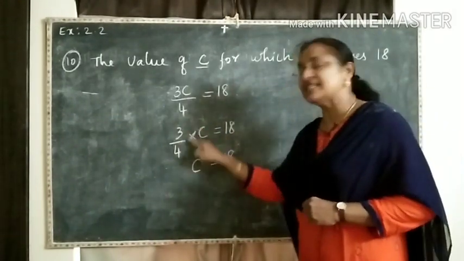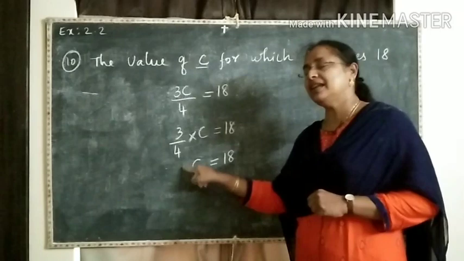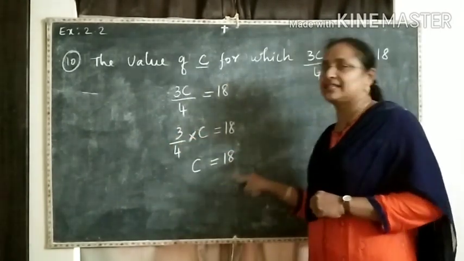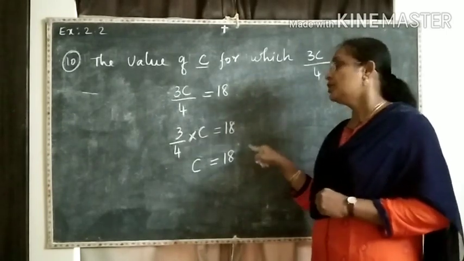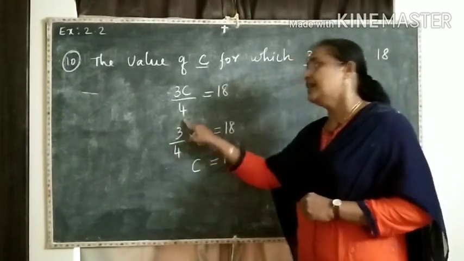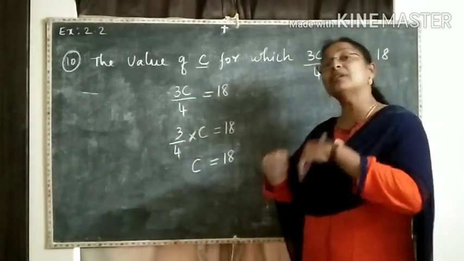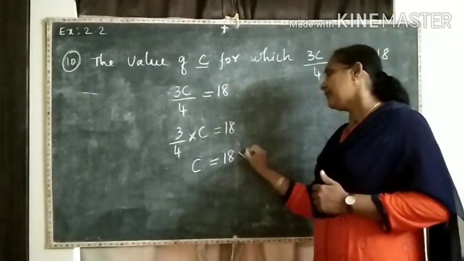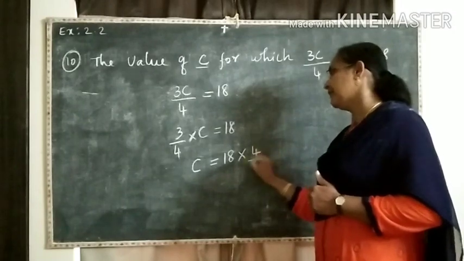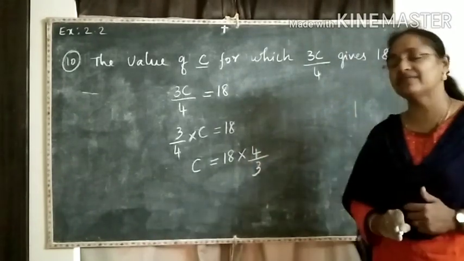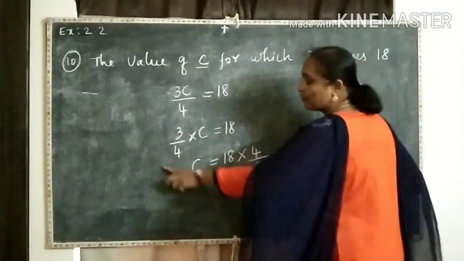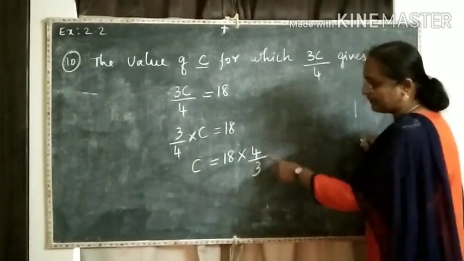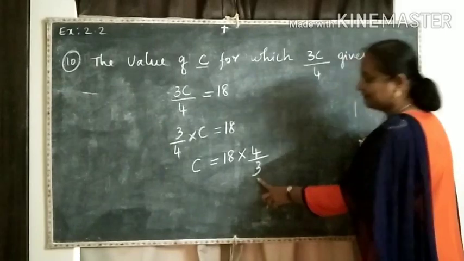Now 3 by 4 is a fraction, and it is multiplied with c. If this fraction moves to that side, it becomes a division. So a fraction, when it goes to that side, we have to reciprocate it. We have to reverse it. So what will I get? 18 into 4 divided by 3. This is very important. Reciprocating the fraction 3 by 4, if it goes to that side, it will become 18 into 4 by 3.